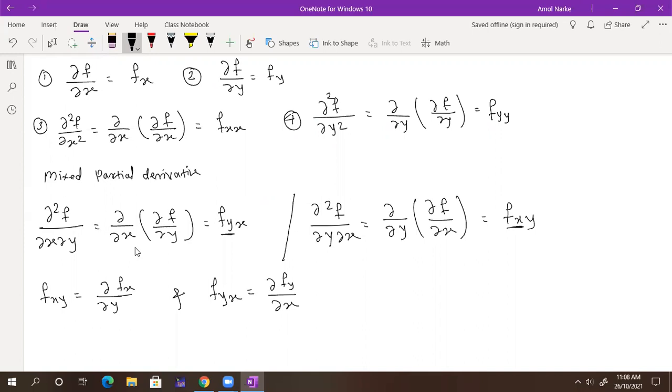Now the straightforward question comes: whether fyx and fxy are equal or not. Let's take the first example and check whether these are equal. For that purpose, we have one theorem. I'm not going to give you the proof of the theorem, but I will tell you under which condition the mixed partial derivatives are equal. Everyone done with this writing? Can I go further?